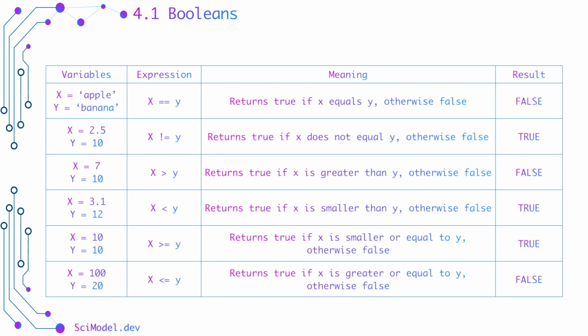Equality is one of many Boolean operations. Here is a summary of other Boolean operators to check whether an expression is true or false. As shown here, you can check if two variables are equal to, unequal to, greater than, less than, greater than or equal to, and less than or equal to.